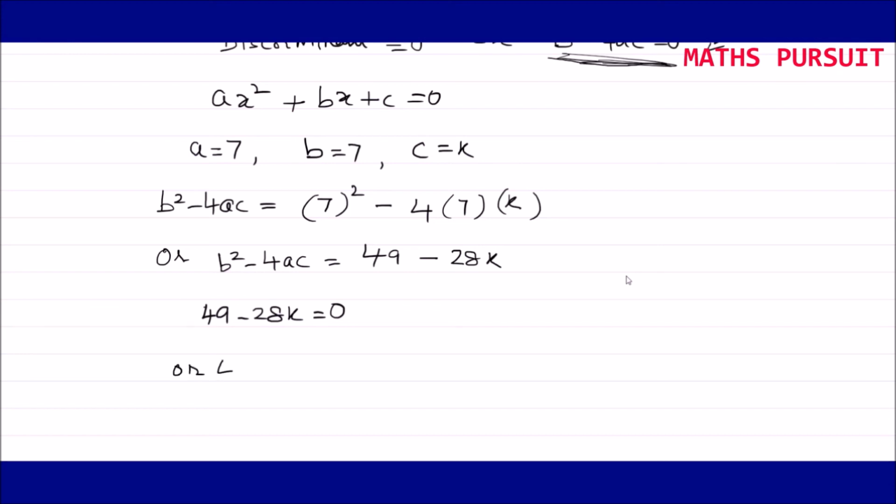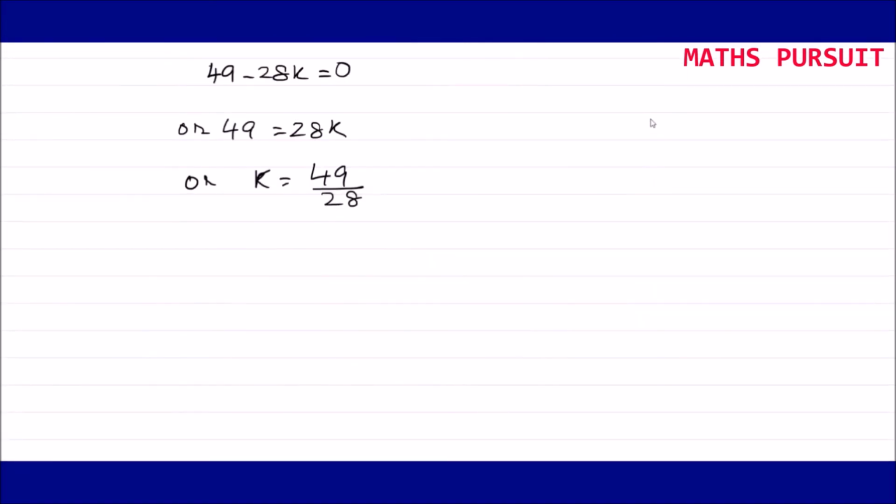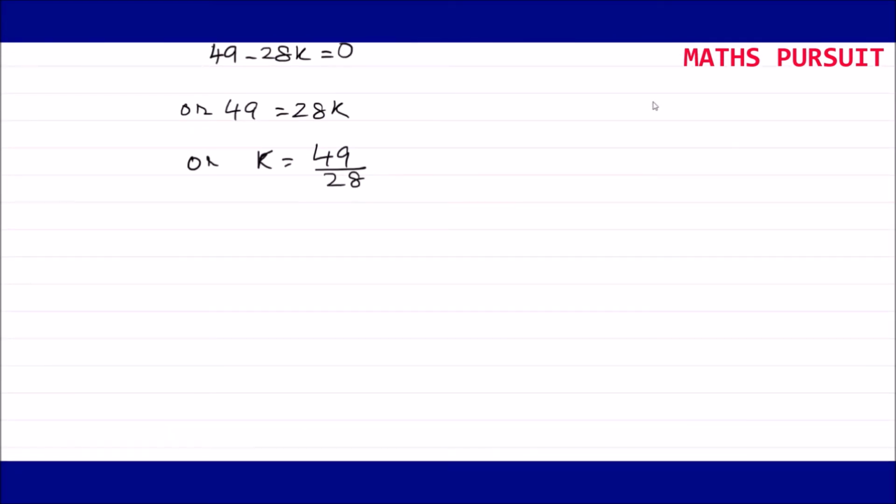Or I can write 49 is equal to 28k, or I can say k is equal to 49 upon 28. So what we got? k is equal to 49 upon 28. Or I can say k is equal to, it looks like it is a factor of 7. So I can write 7 7s are 49, 7 4s are 28. So guys, you could see that we got the value of k is 7 upon 4. This is our answer, guys.